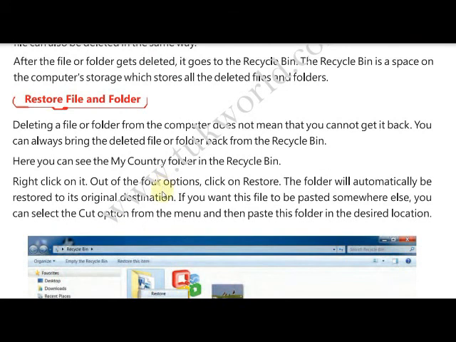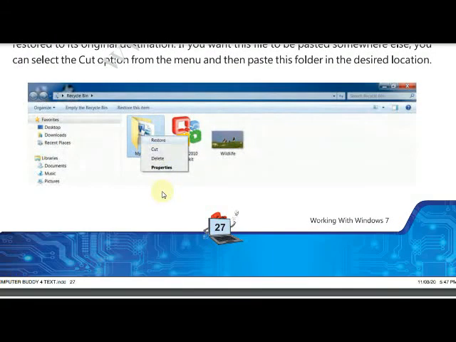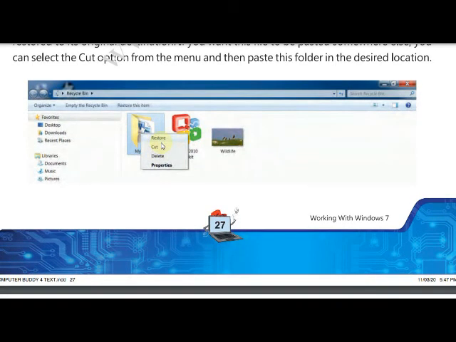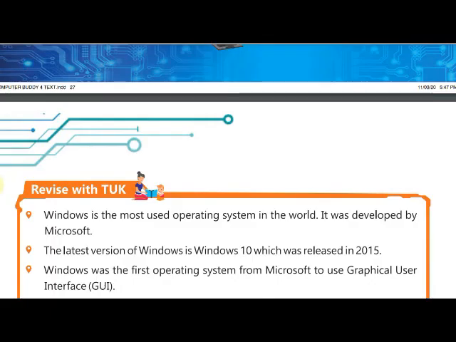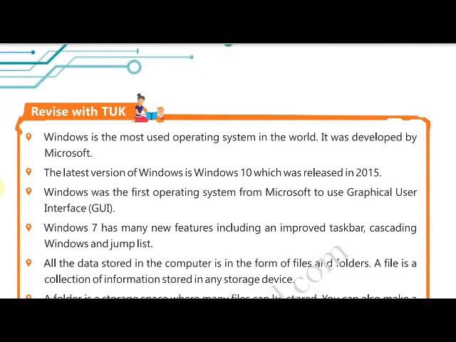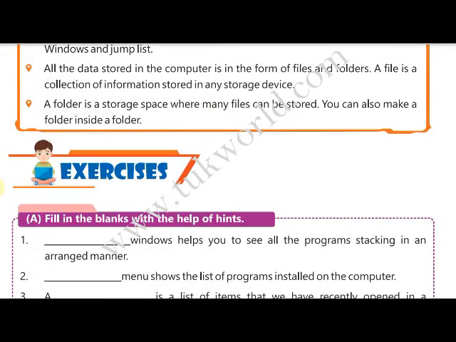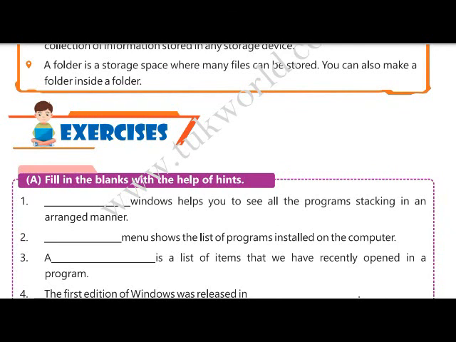And for a file also you have to follow the same steps. Here it is given, go to the recycle bin, then select a file or folder that you want to restore, right click on it, and then click restore. So these are the steps to restore any particular file or folder. I hope you all understand how to create a new folder, how to create a new file, how to open a folder, how to rename a folder, how to delete a folder, and how to restore a folder.